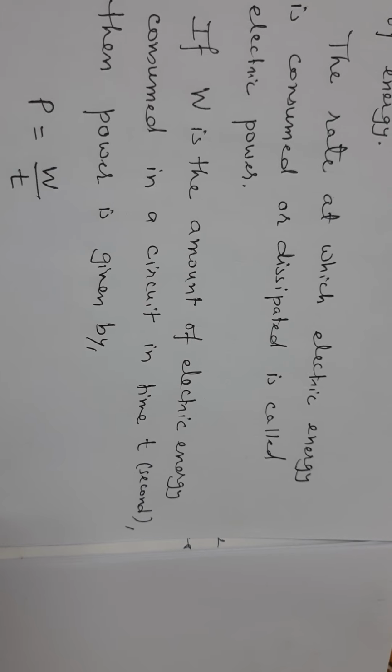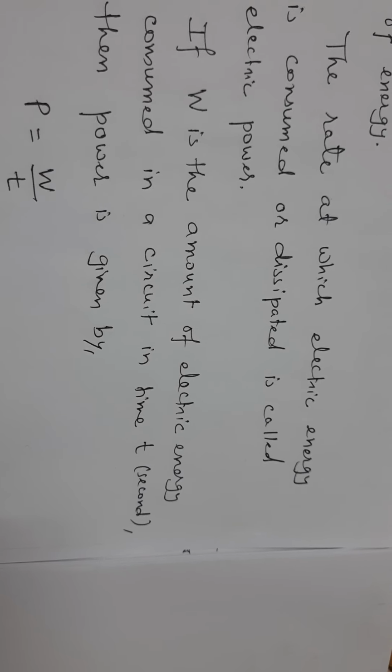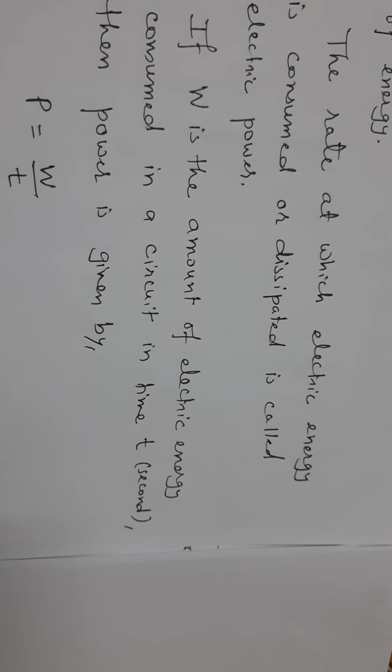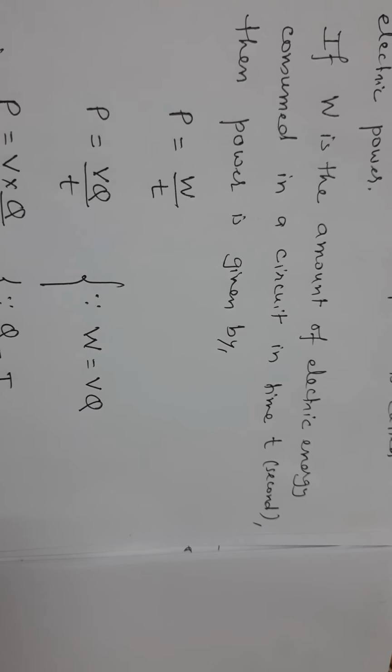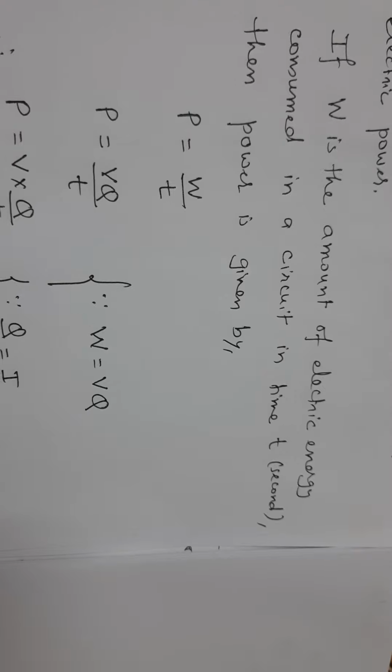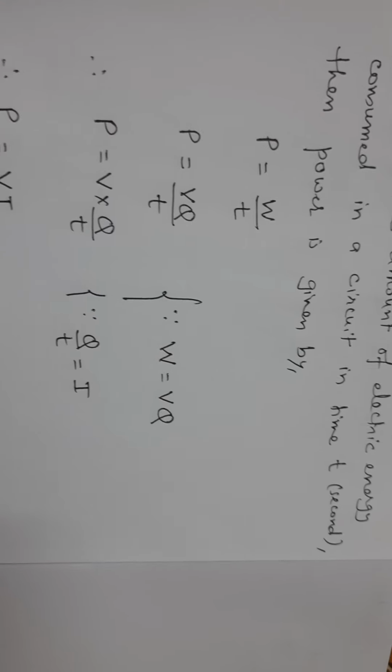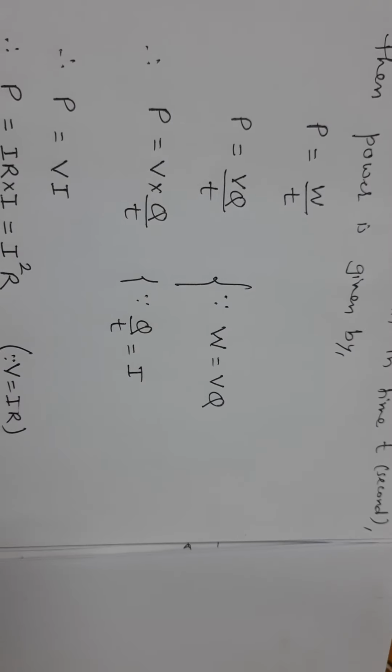Now earlier we have seen that W is equal to VQ. Therefore it can also be written as VQ upon t. And earlier we have seen Q upon t is I, so P can also be written as P is equal to VI. So do remember P is equal to VI.